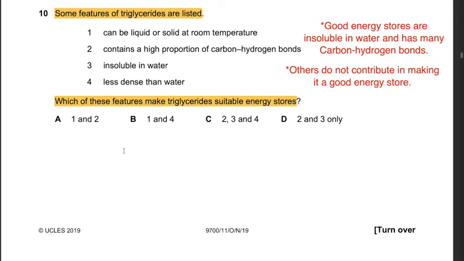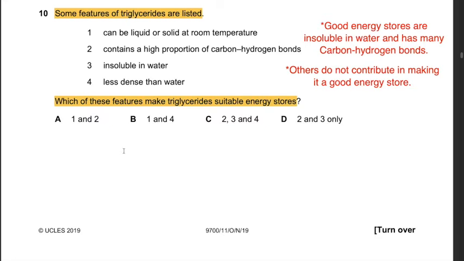Question 10. Some features of triglycerides are listed. 1 can be liquid or solid at room temperature. 2 contains a high proportion of carbon-hydrogen bonds. 3 insoluble in water. 4 less dense than water. Which of these features makes triglycerides suitable energy stores?